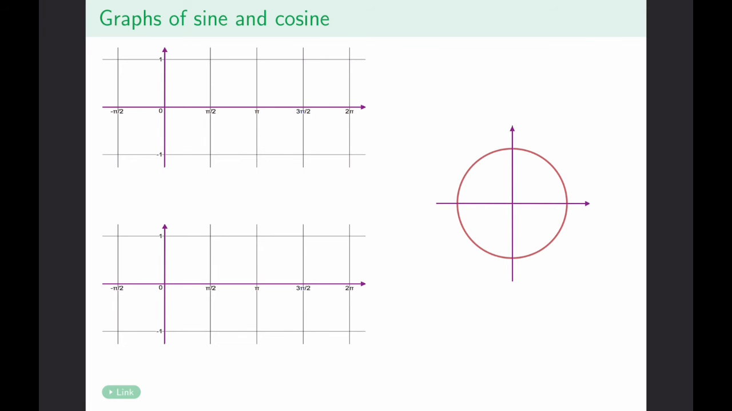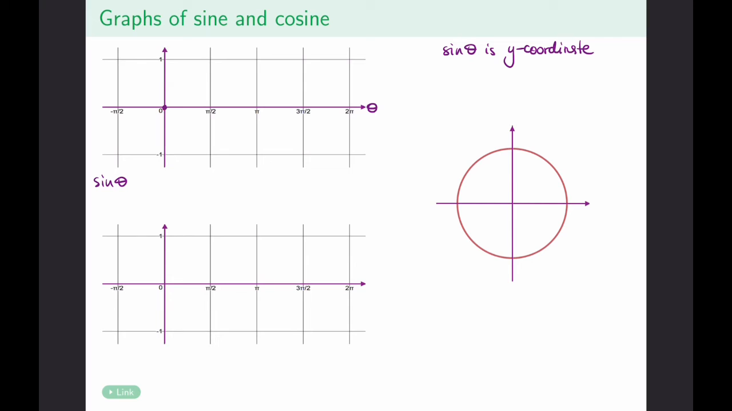So let's start with the graph for sine of x, or let's actually call it sine of theta, and call this axis theta. Recall that sine of theta is the y-coordinate of the point on the unit circle as it travels around the circle. So I'm going to start here, which means that I'm starting at the angle 0, and the y-coordinate of this point is 0, which means I can put this point on my graph at 0, 0.